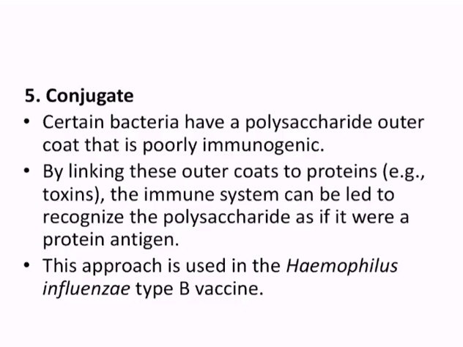النوع الخامس conjugate vaccine. Certain bacteria have a polysaccharide outer coat that is poorly immunogenic. By linking these outer coats to proteins, for example toxins, the immune system can be led to recognize the polysaccharide as if it were a protein antigen. في الحالة دي مثلا في بعض الأنواع من البكتيريا عندها polysaccharide outer coat poorly immunogenic، فبيقوموا بيشيلوا البوليساكرايد ده وبيعملوا له لينك مع بروتين توكسين. بعد ذاك الاميون سيستم بيتعرف على البوليساكرايد على اساس انها protein antigen. This approach is used in the Haemophilus influenzae type B vaccine.